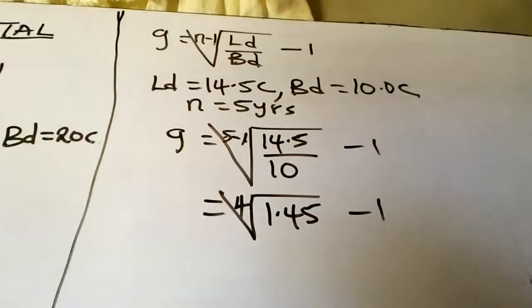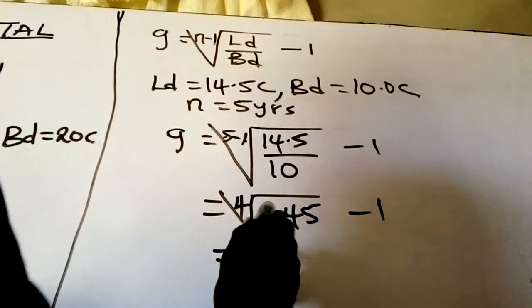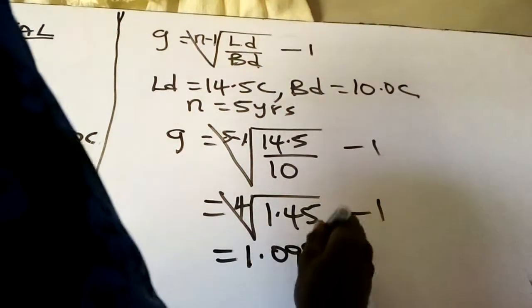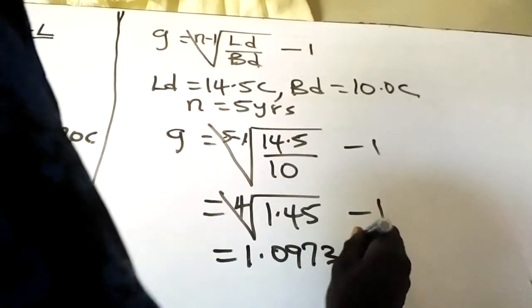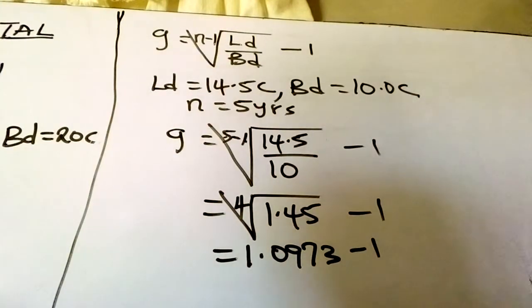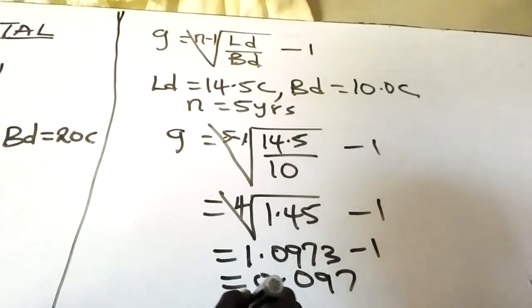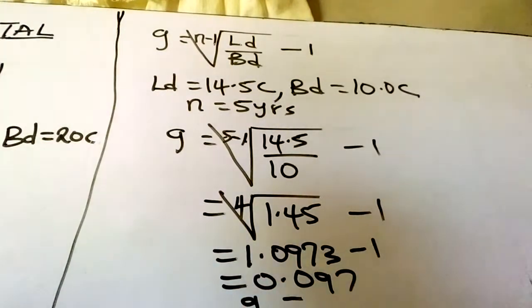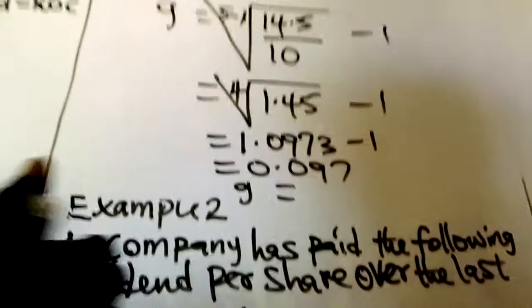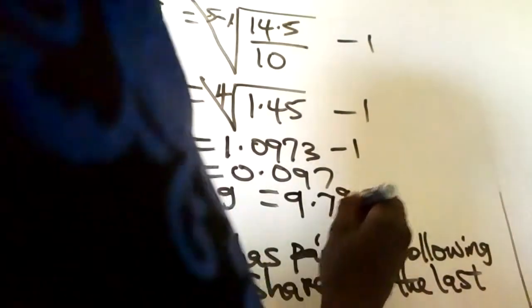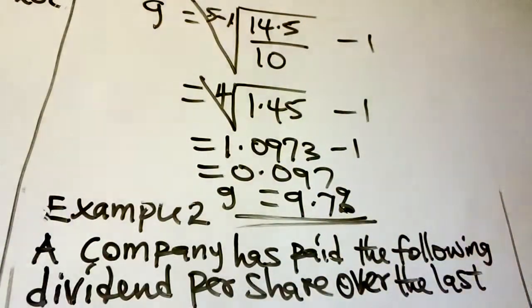You press 4, shift, then the fourth root of 1.45. The fourth root of 1.45 is 1.0973. Minus 1, when you subtract 1, you get 0.097. You can convert it to a percentage by multiplying by 100. So times 100, then you have 9.7%. That is the growth rate in dividend.